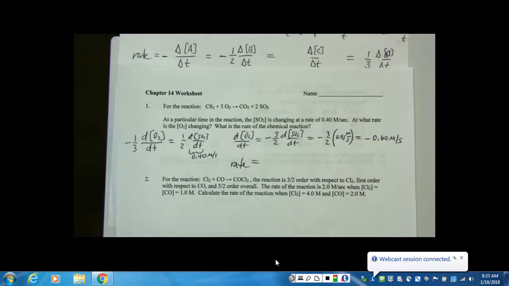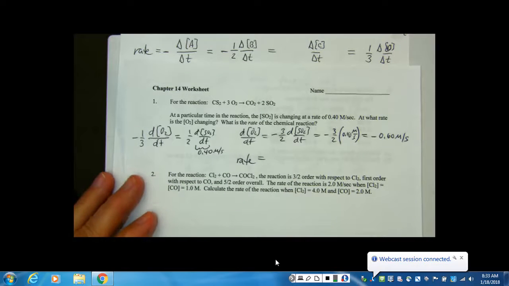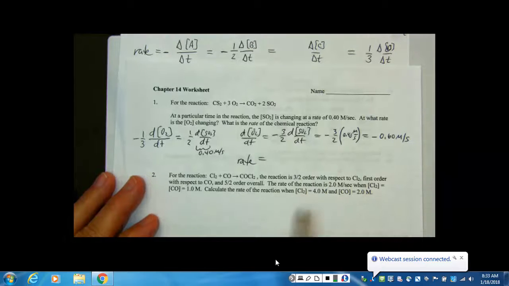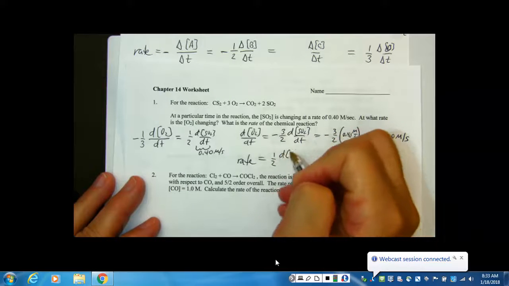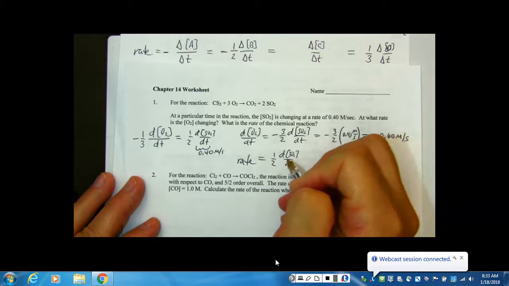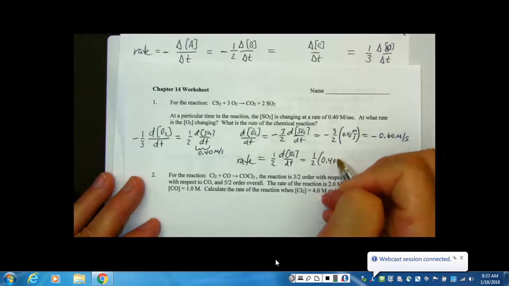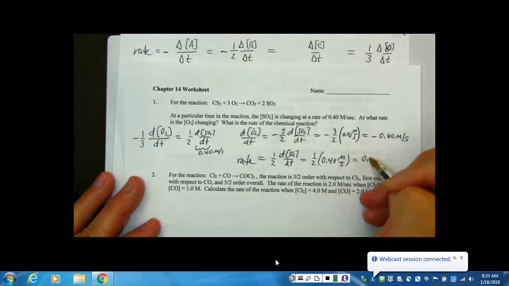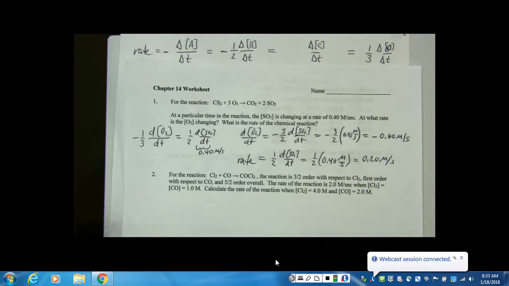Yes, Mr. Louie. Is the rate 0.2? Yes, it is. How'd you get that? Because the original for the SO2 was 0.4, so I just basically divided by 2. All right, because the rate is equal to 1/2 the d[SO2]/dt, by the way we define rate. So that's 1/2 times 0.4, or 0.2 molar per second. That is correct. We didn't have to do that one.